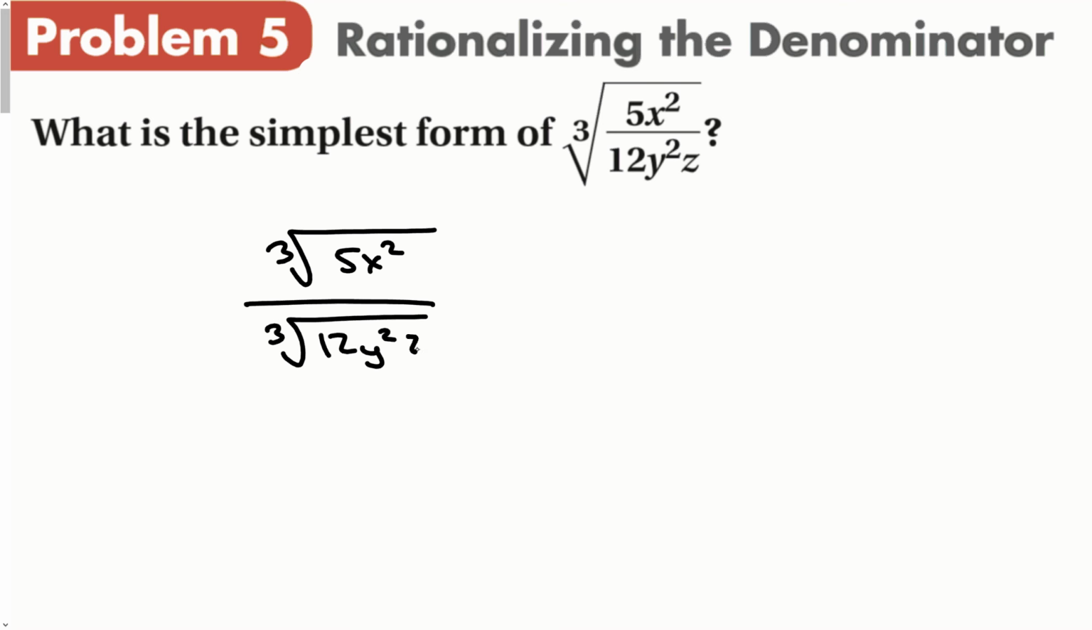12y squared z. And I do that because there's nothing that could cancel here. So if I could cancel something, I should absolutely do that first. So what I want to do is multiply this expression by something on the top and something on the bottom that would make this cube root go away.